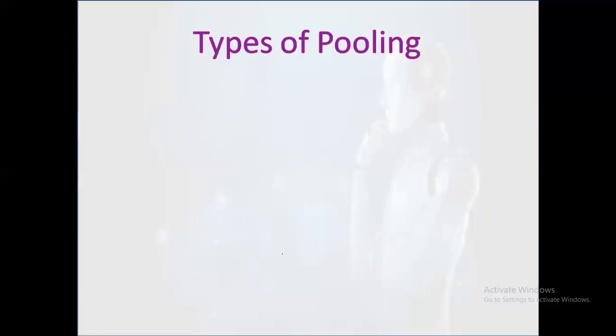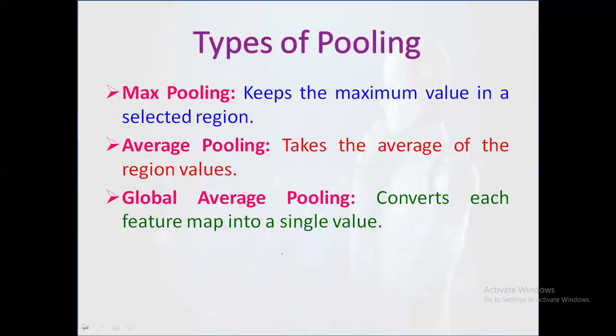Next, the types of pooling. Various types of pooling are available. Several types of pooling are used in convolution neural networks, each serving a different purpose and each having its own advantages. Max pooling selects the maximum, the highest activation in a region, highlighting strong or important features. Average pooling takes the mean of the values in the region, producing smoother feature maps and reflecting the general presence of a feature rather than the strongest response.